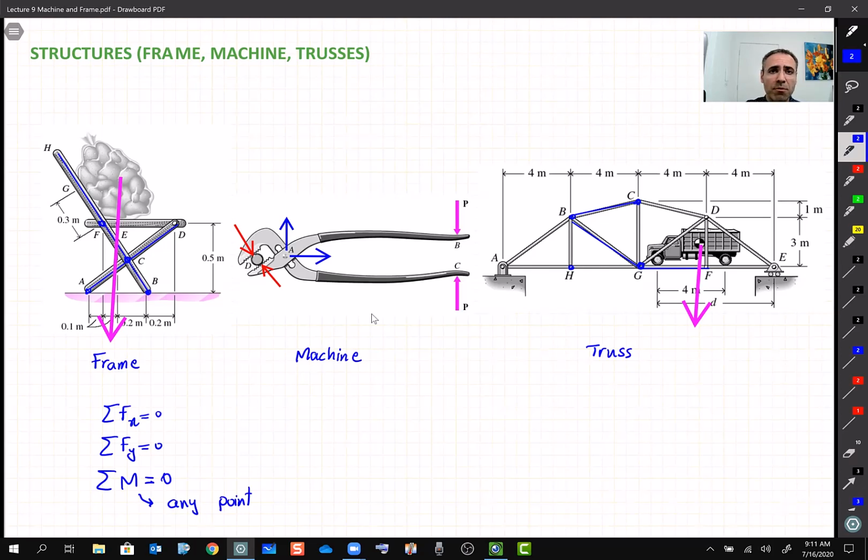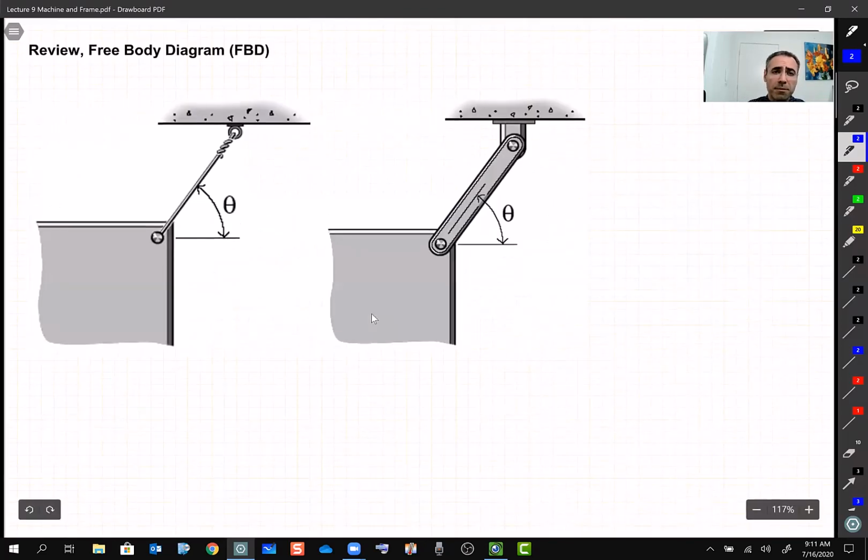So as I said before, the most important element in solving the problems in statics is the FBD, or free body diagrams. If we can draw a nice, clean, and correct free body diagram, the rest is just plugging some numbers into these three formulas. So let's quickly review the free body diagrams.